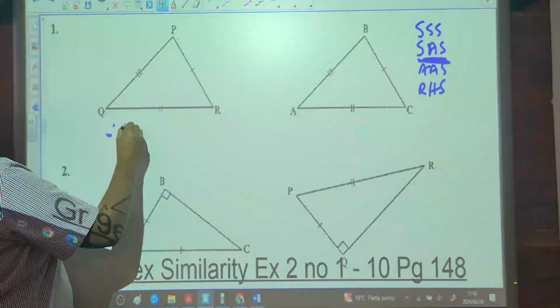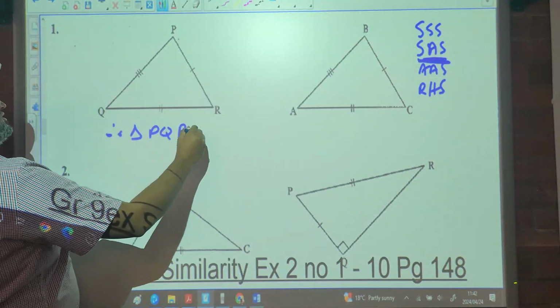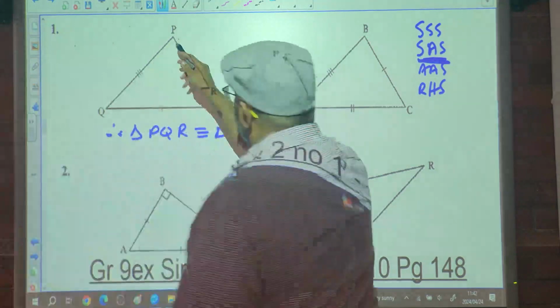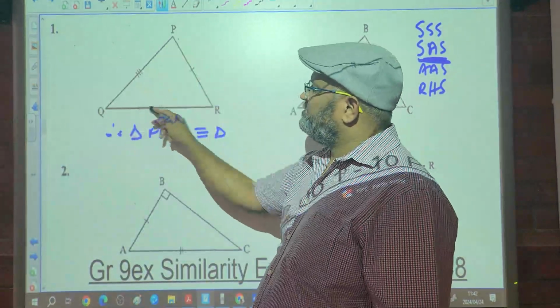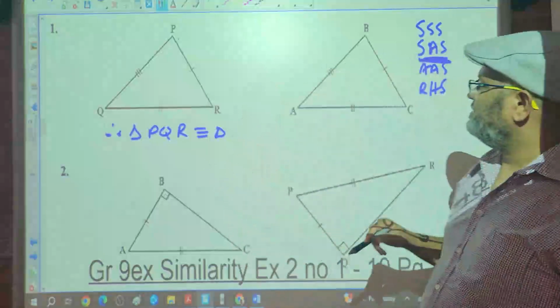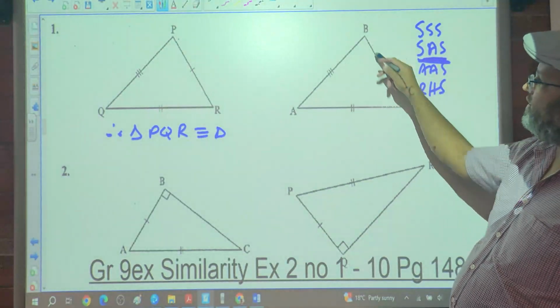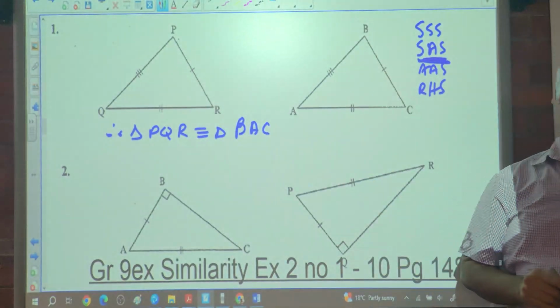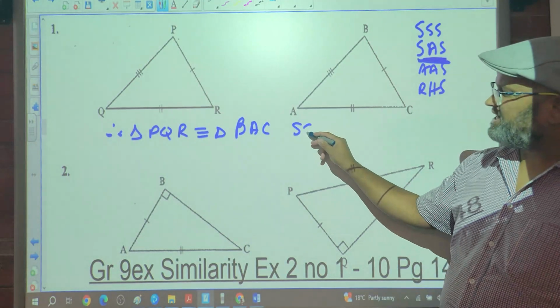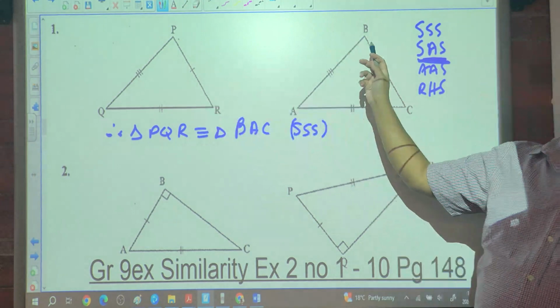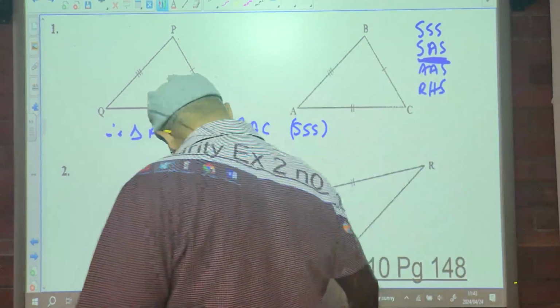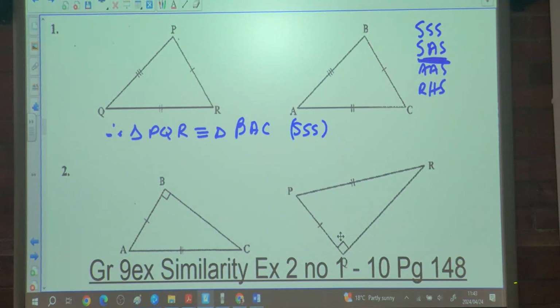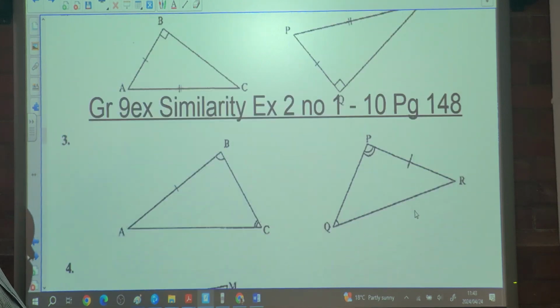So therefore triangle PQR is congruent to triangle... So here we go. PQR going through the 3, 2, 1. So I must follow the same route through the 3, 2, 1. So it's going to be BAC. And what case of congruency is that? Side, side, side. Why side, side, side? Because I have indicated 3 sides are equal. Do you guys understand? Is there any confusion there? No. Okay. Number 2.